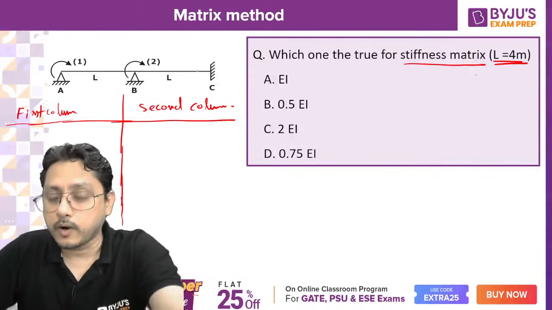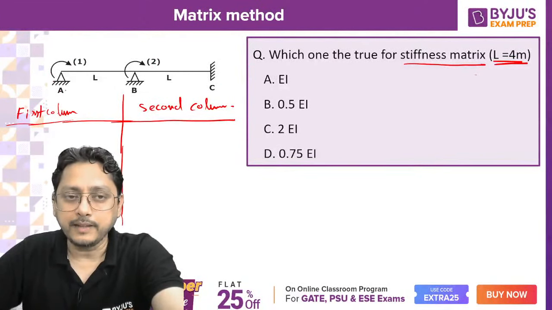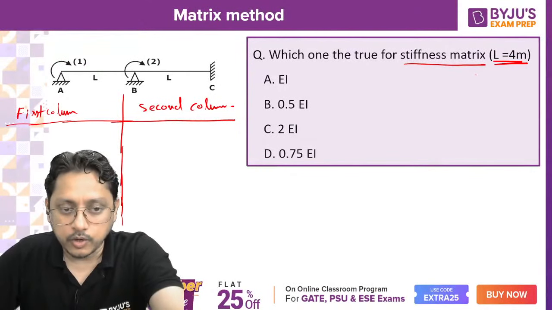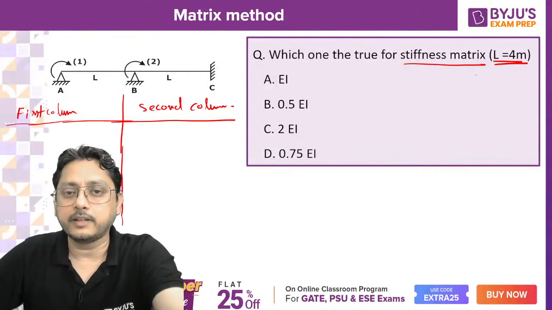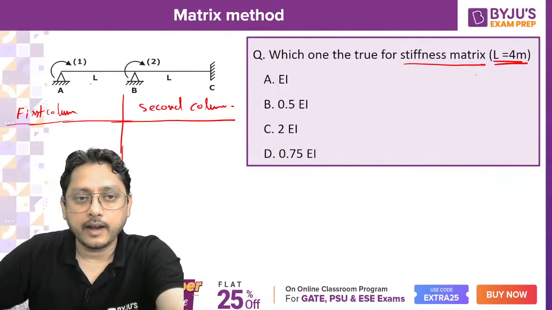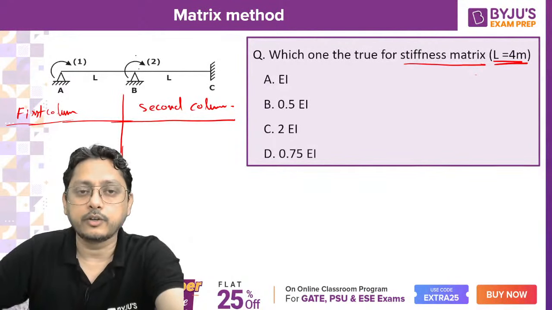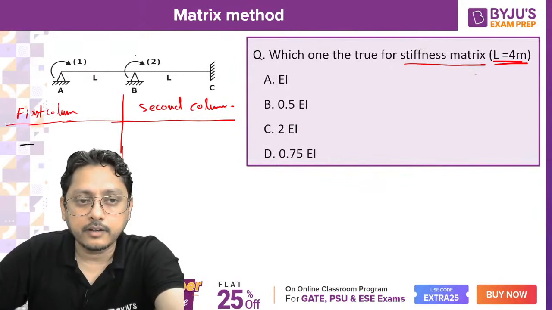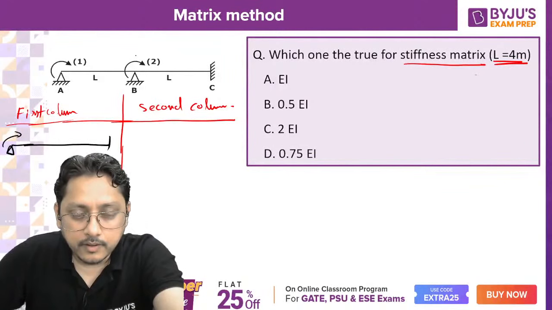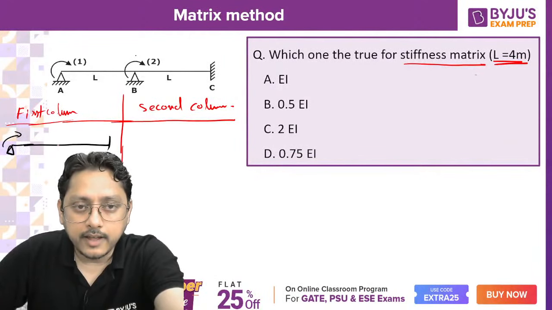So the stiffness matrix, if you want to generate it, the first column is what? You apply the unit displacement in the coordinate 1 direction, that is, you apply the moment in coordinate 1 while restraining the other displacement, which is given in coordinate 2. What exactly will you be doing here? Apply the unit displacement, that is unit rotation actually, in coordinate direction 1. As the other coordinate is also a rotation, just stop that rotation here and find it out.